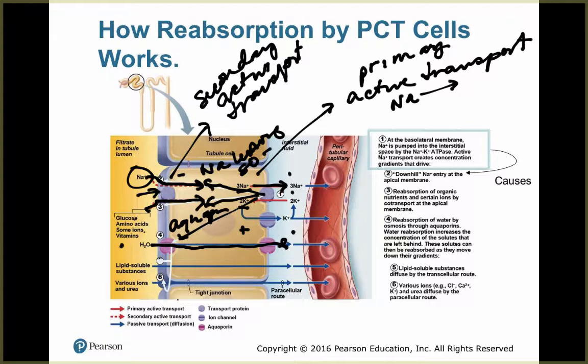Now at the same time, this reabsorption of water is causing these two things to happen because water's coming in. Lipids, because they are soluble substances, are able to transport across as well. And because they're going down their concentration gradient, very ions and urea can actually go through as well. So we're getting all of these things happening together at the same time, and a lot of them are codependent on each other.